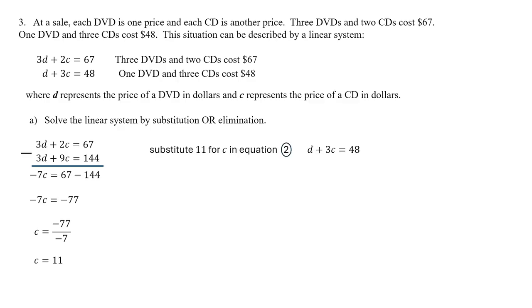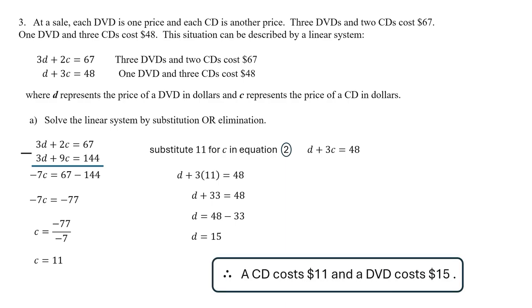So we'll substitute that 11 for C in equation 2. That'll give us D plus 3 times 11 equals 48. D plus 33 equals 48. D equals 48 minus 33. D equals 15. So in our therefore statement, we can say that a CD costs $11 and a DVD costs $15.